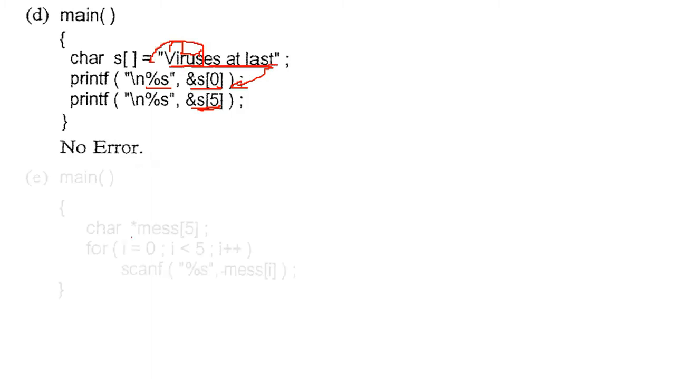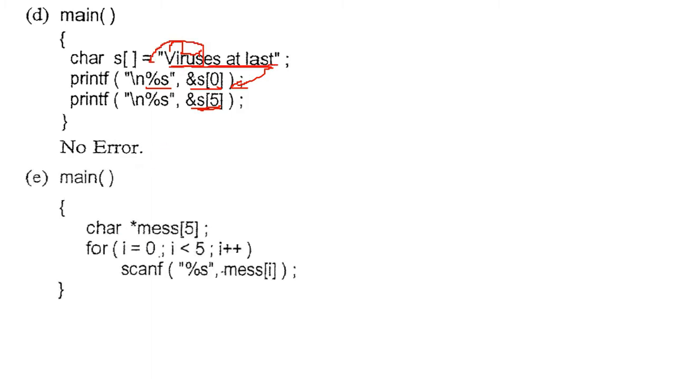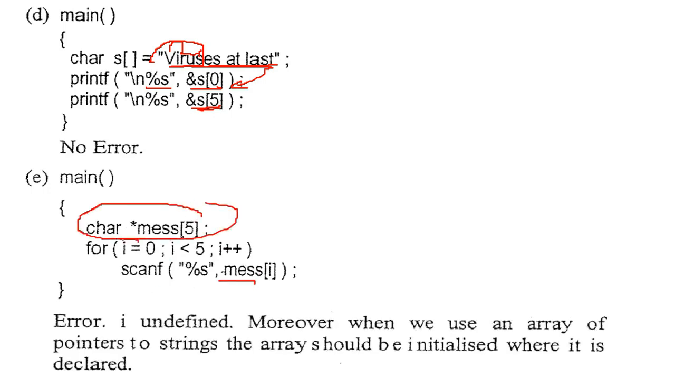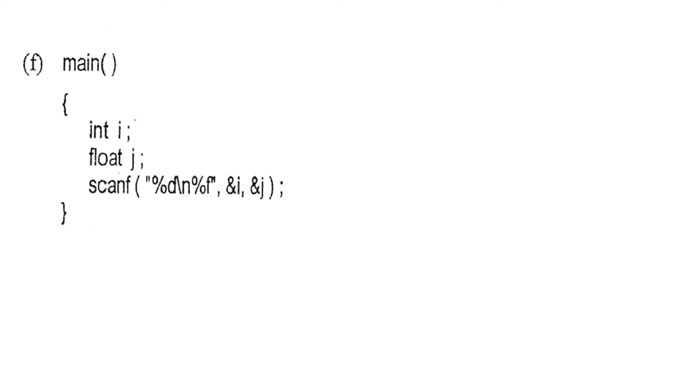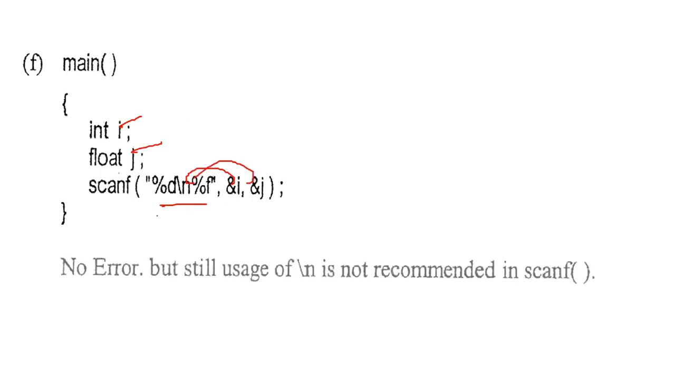Now this is again a character array, and you want to print. But this has to be initialized. So the error is, first of all, this i is not defined. And when we use an array of pointers to the string, the array should be initialized where it is declared. It has to be initialized. This is main. We have int, float, and this is scanning of %d and j. So no error is there, but this \n is not recommended inside scanf.